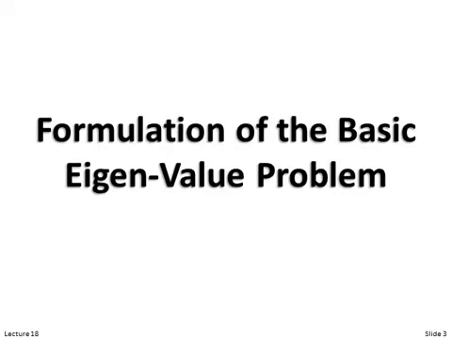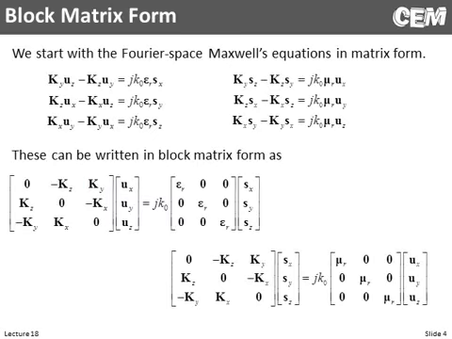So here we go, formulating the basic eigenvalue problem from the plane wave expansion method technique. Last time, we converted Maxwell's equations to Fourier space and then wrote those in matrix form, and we ended up with these 6 equations. And we remember that these K matrices are diagonal matrices that contain the components of the wave vectors associated with all the spatial harmonics down the diagonal.